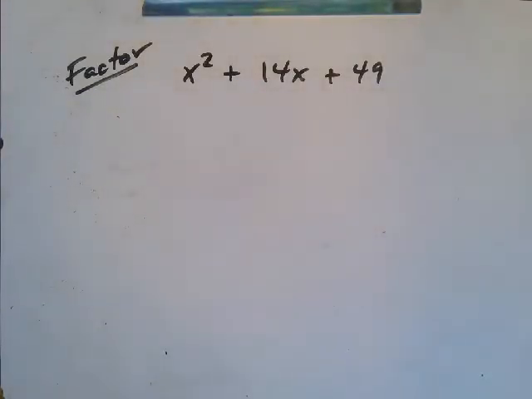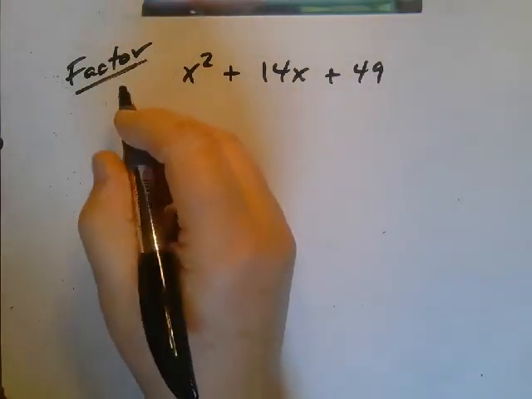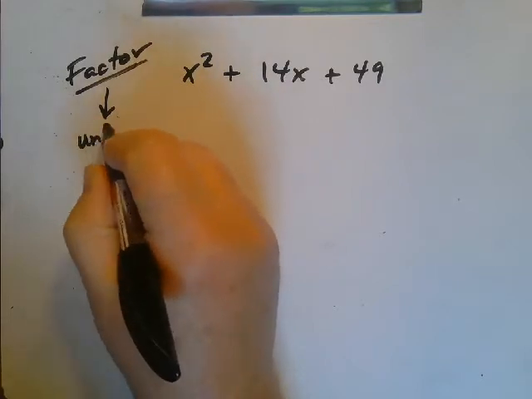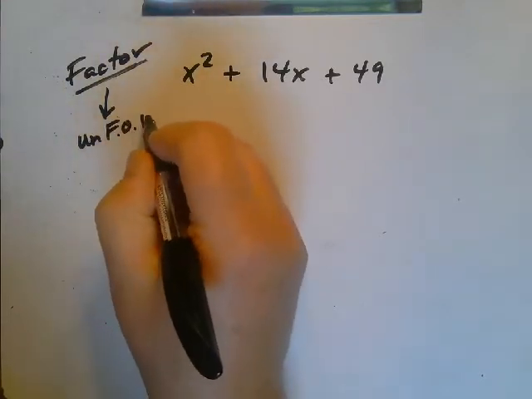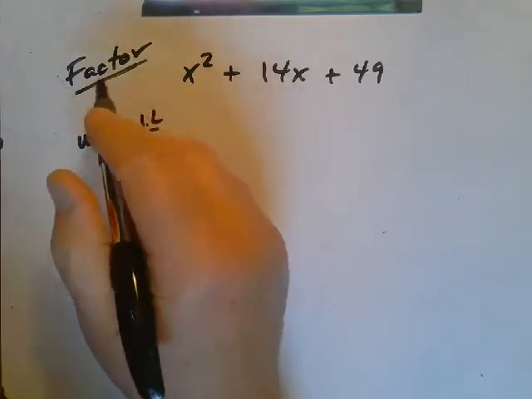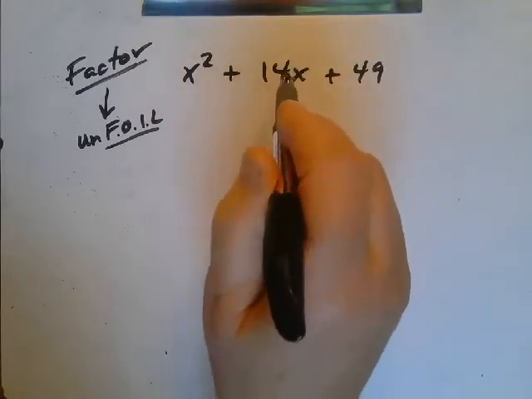All right, let's take a look at this one. The instructions are just going to say factor. You know, in many of the problems that we do, when they say factor, what they kind of mean is, can you unfoil it? You know what foiling is, of course: first, outer, inner, last. Can you unfoil this? In other words, something was foiled together to give you this.